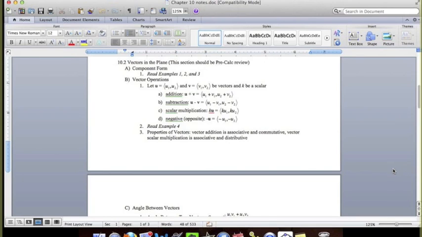Section 2 should be pre-calc review. In this section, we are reminding ourselves what vectors are. If you have taken pre-calc or physics, then this stuff should be something of comfort for you. We're not actually going to do calculus on vectors yet today. We are just going to be doing a reminder of what vectors are and what they mean.